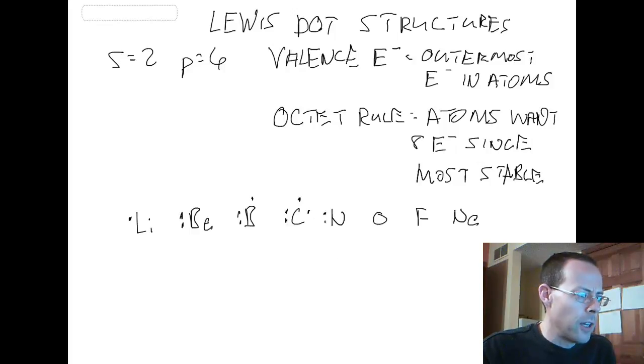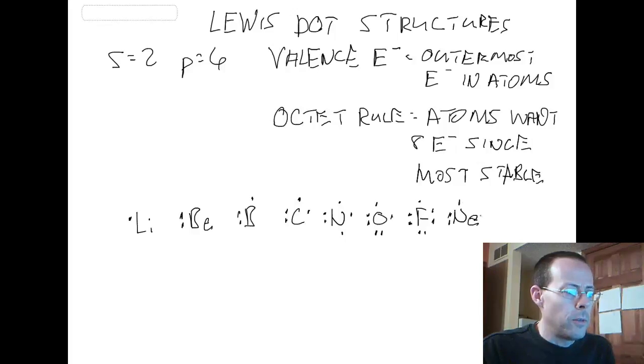With nitrogen, we're going to fill up the s, and we're going to have p1, p2, p3. Then with oxygen, we're going to fill up the s, p1, p2, p3, and then we're going to double up one of these, so I'm just going to double up the bottom one. With fluorine, s2, p1, p2, p3, p4, p5, and then with neon, we've got s2, p1, p2, p3, p4, p5, p6.